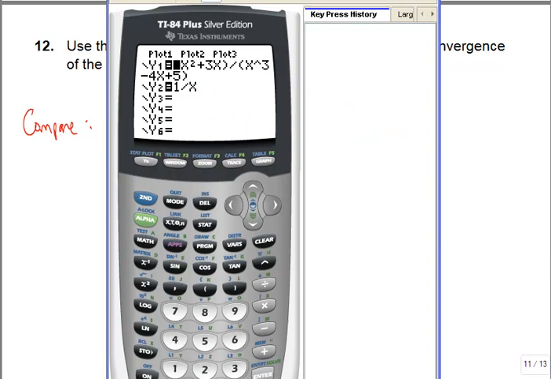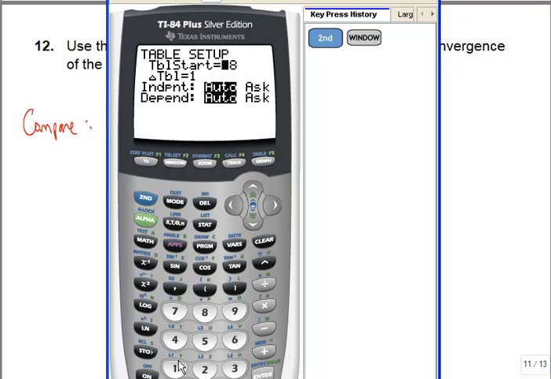So here's what I do. I just plug in y sub 1, that first yucky function, and in y sub 2 I plug in the simpler function 1 over x. And then what I'm going to look at are my tables. So if you go to your table set, you probably just want to start your table at 1 and go up by 1. So change in table here should be 1 as well.